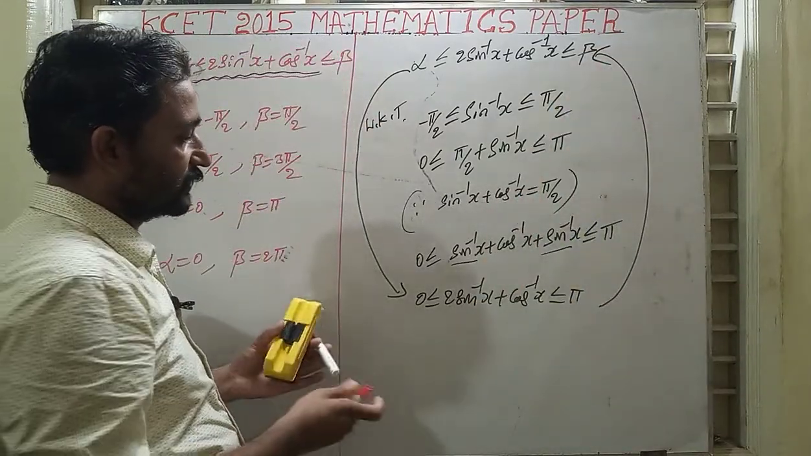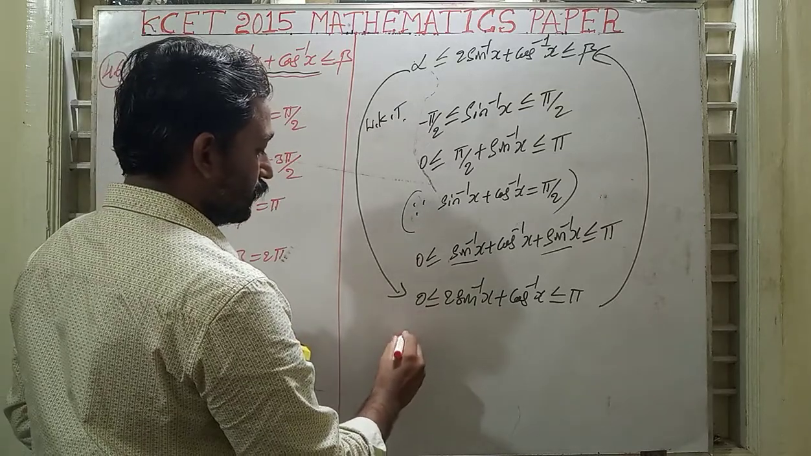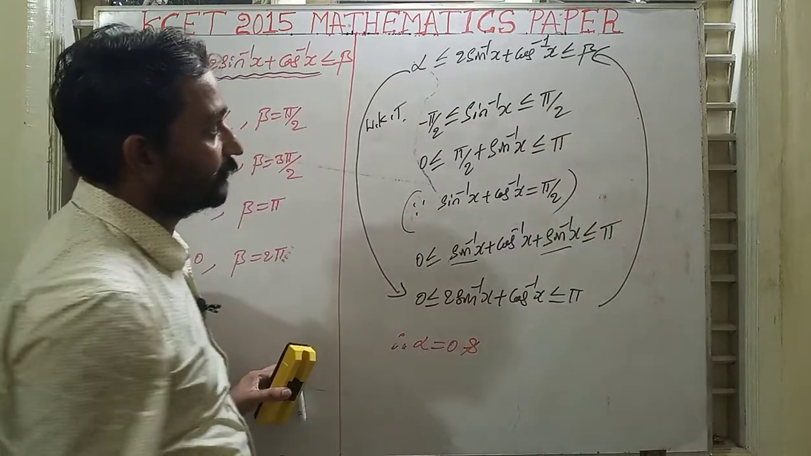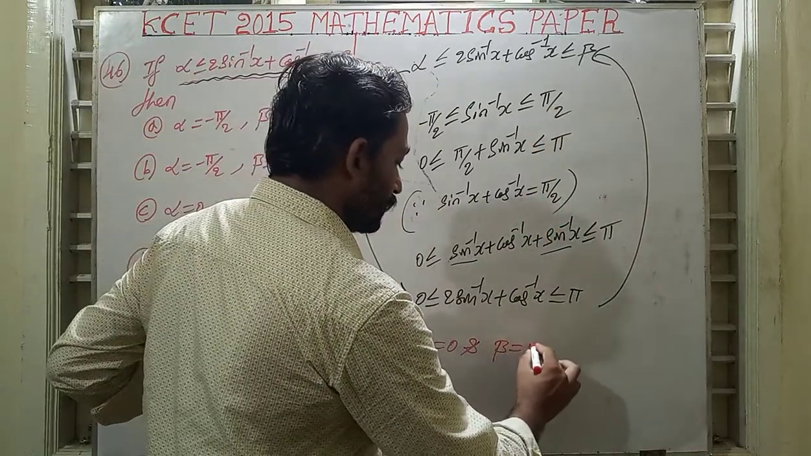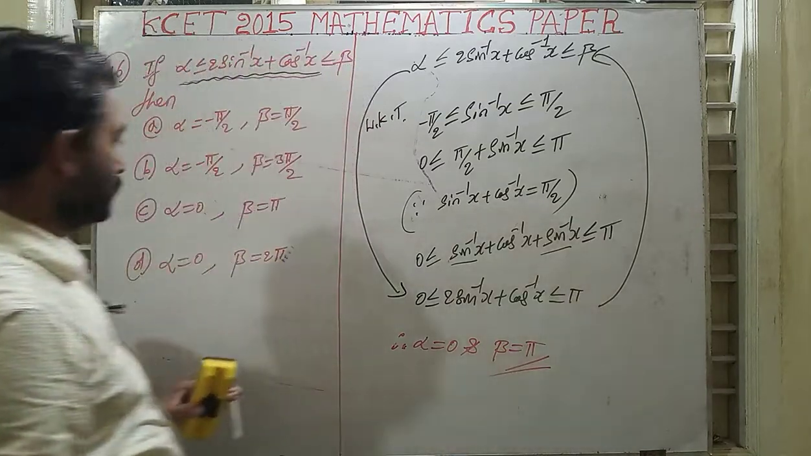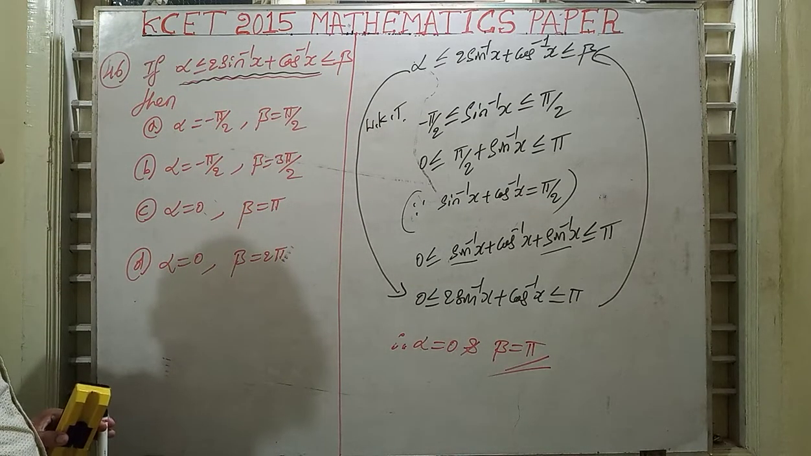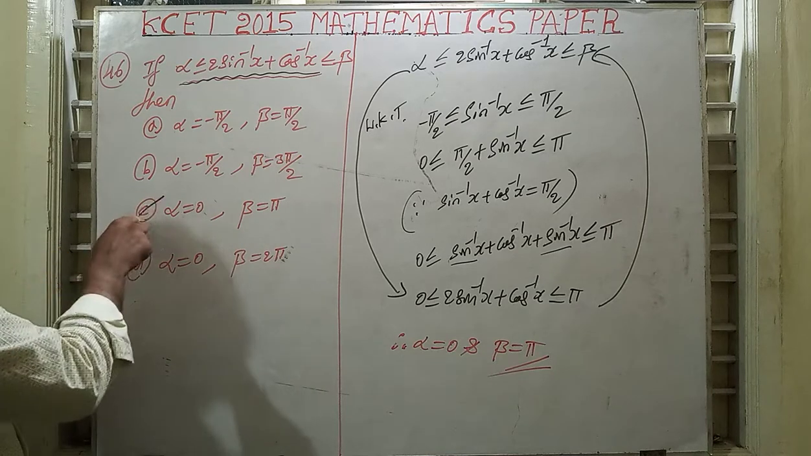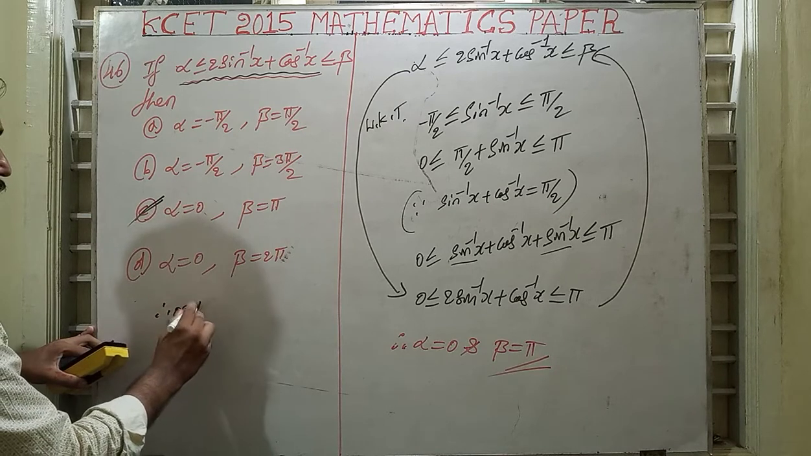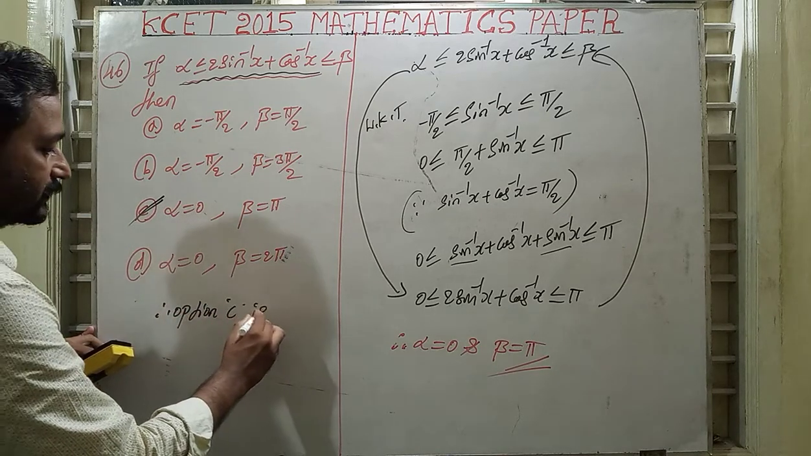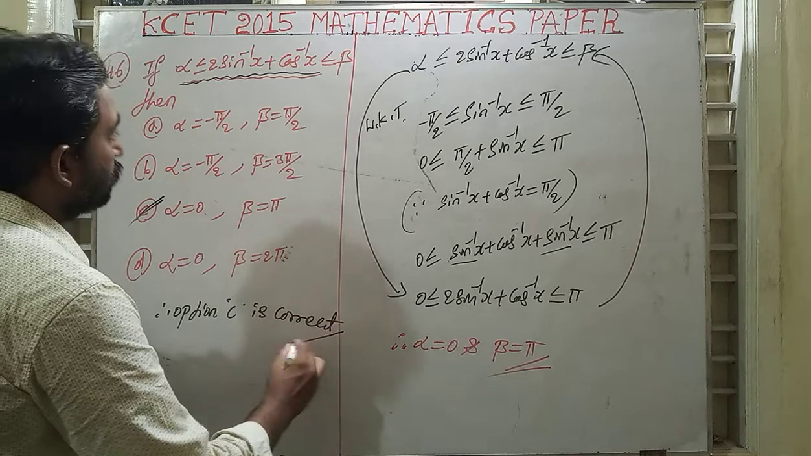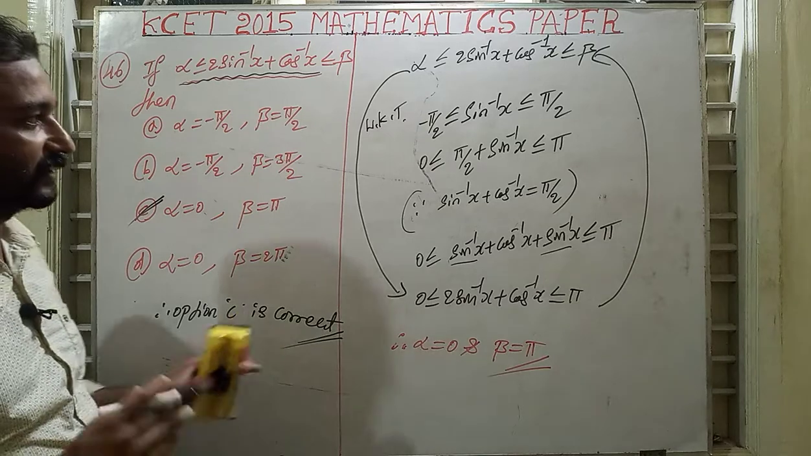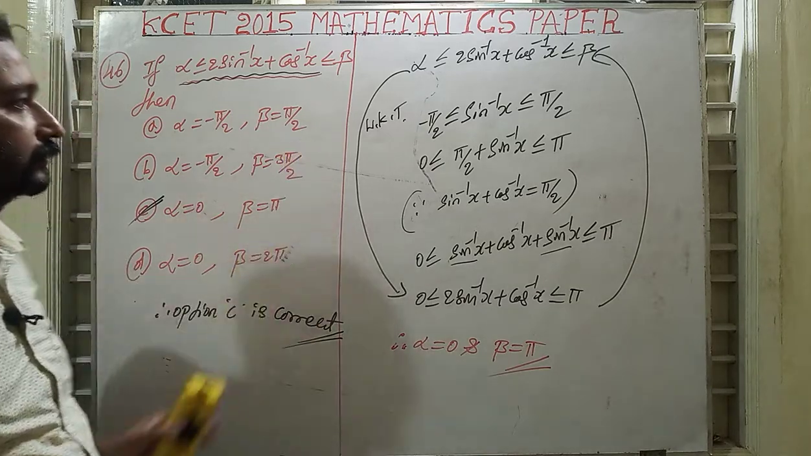In the place of alpha, what is there? 0 is there. Therefore, alpha is equal to 0, and in the place of beta, pi is there. Beta is equal to pi. So which option is correct? Alpha is equal to 0, beta is equal to pi. Option C is the answer. Therefore, option C is correct. This is a very easy question. Maximum of the students attend this question easily. Okay, so take down.